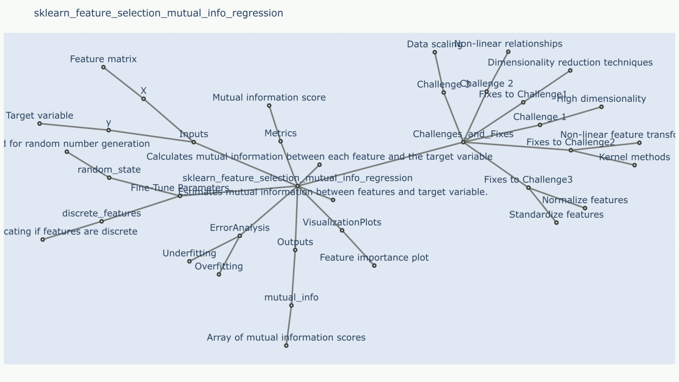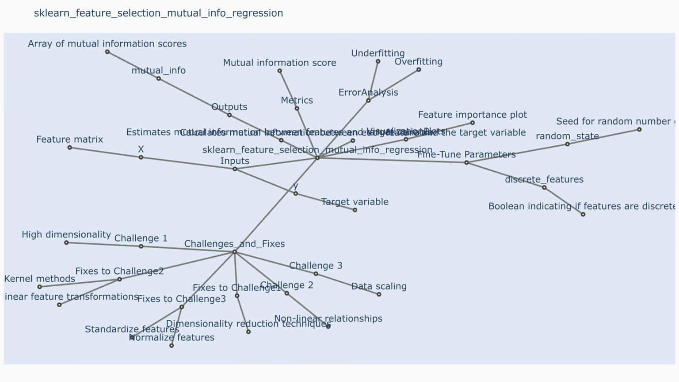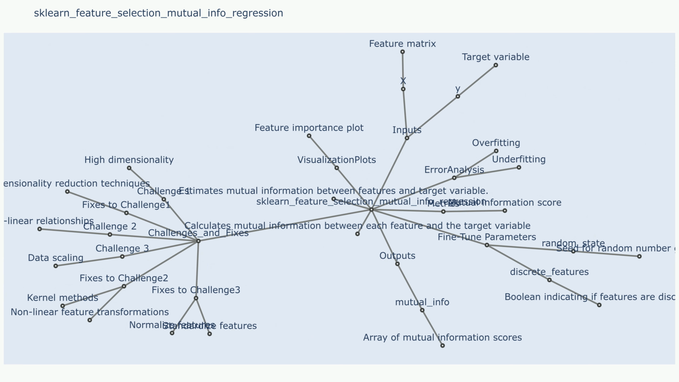Challenge 2: discrete features with many categories can result in biased MI estimates. Sample use case that resulted in challenge 2: a dataset with a feature representing a categorical variable with thousands of unique values. Fixes to challenge 2: binning, group categories with similar values to reduce the number of unique categories. Discretization: convert continuous features into discrete bins using methods like equal width or equal frequency binning.